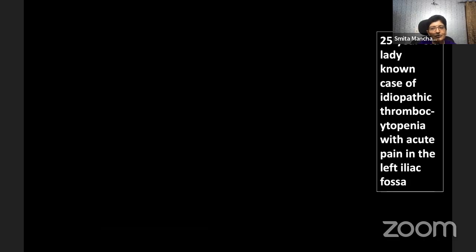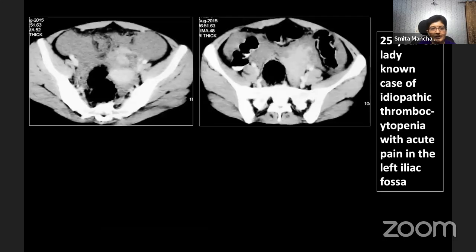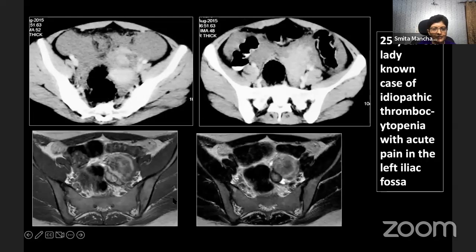25-year-old lady, known case of ITP. So she has a predisposition to bleeding tendencies with acute pain in the left iliac fossa. So here, just try and see the image. These are the CT images. You try and identify what is this, then what is this. Then we have an MR, very similar to the case I had just shown. So try making a diagnosis.